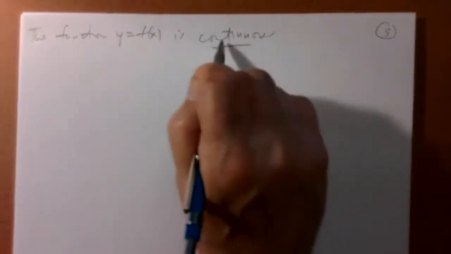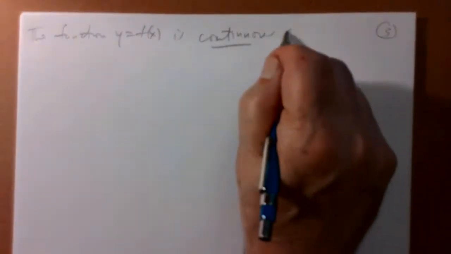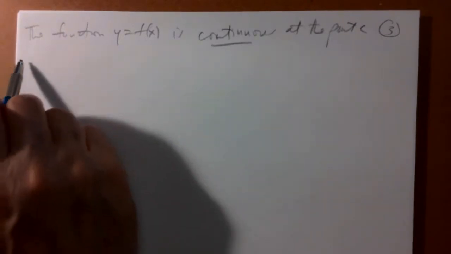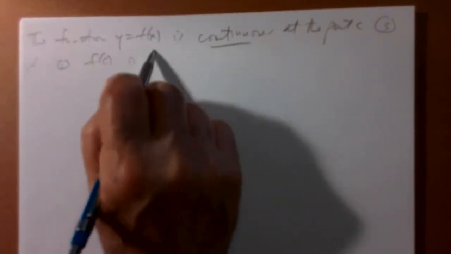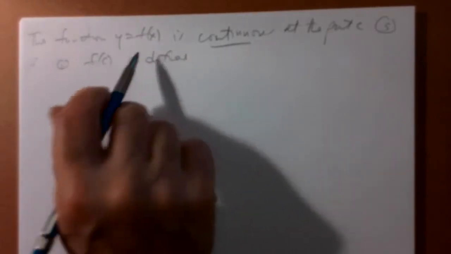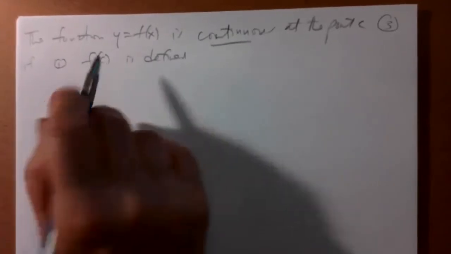So, of course, there's a formal definition of continuity, which says rigorously exactly everything that I just explained intuitively. The function y equals f of x is continuous at the point c, where c is some number, if the following three conditions are satisfied. First of all, f of c is defined. So c is in the domain of the function, and there's some number f of c.